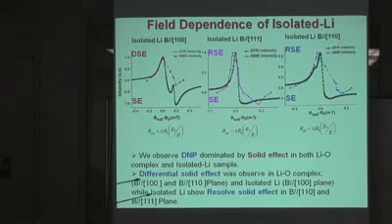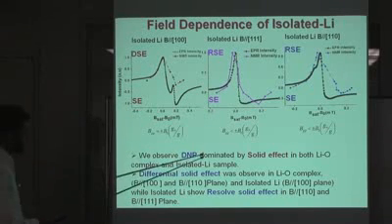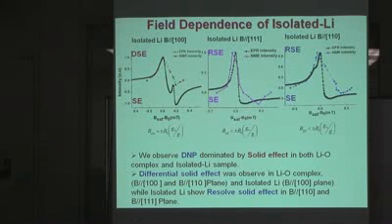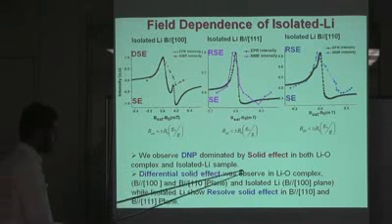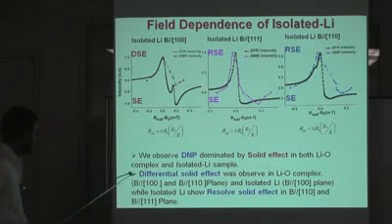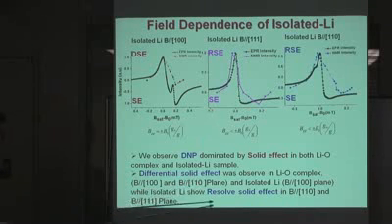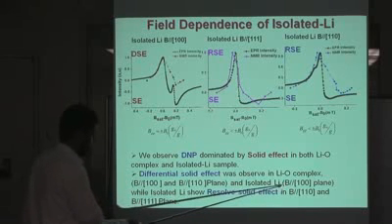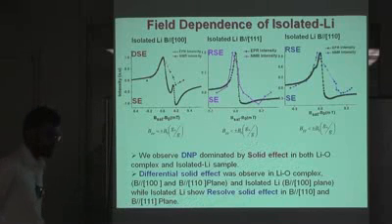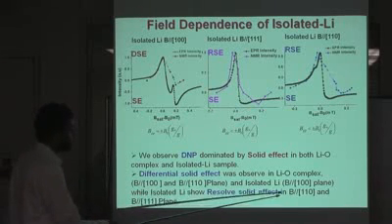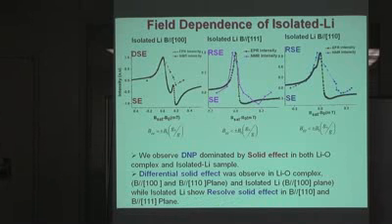So again I want to conclude, we observed dynamic nuclear polarization by solid effect in both the lithium oxygen complex and isolated lithium sample. Differential solid effect was observed in the lithium oxygen complex with magnetic field parallel to the 100 plane and 110 plane, and isolated lithium with magnetic field parallel to the 100 plane, while isolated lithium shows resolved solid effect with B parallel to the 110 and 111 plane.